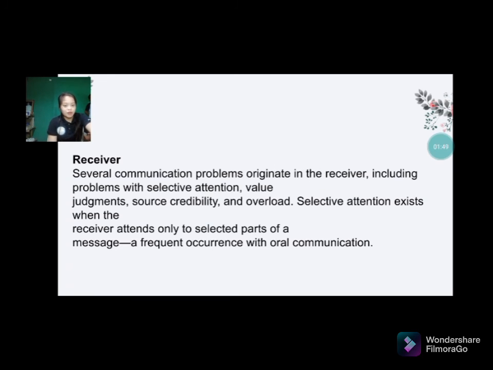Next is the receiver. Several communication problems originate in the receiver, including problems with selective attention, value judgments, source credibility, and overload. Selective attention exists when the receiver attends only to selected parts of a message, a frequent occurrence with oral communication. So, the receiver is the person who receives any message from the sender.